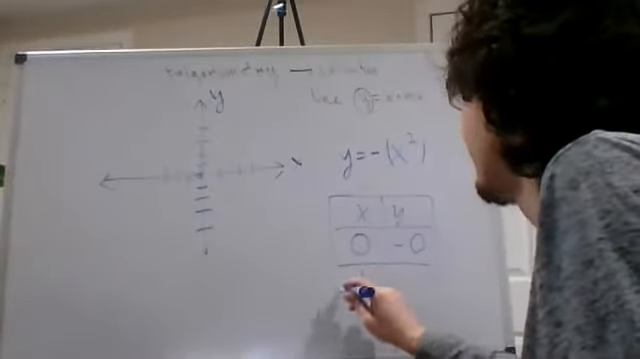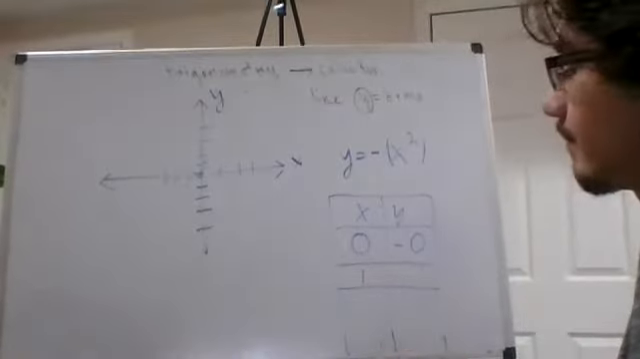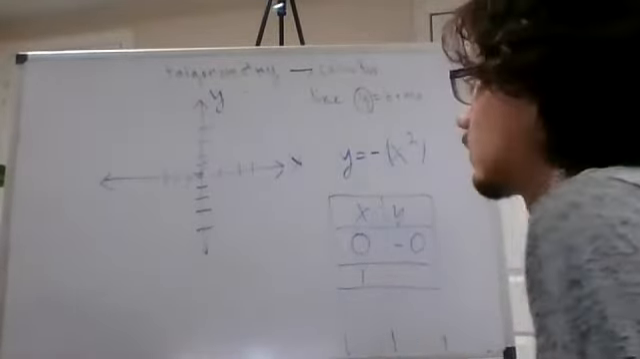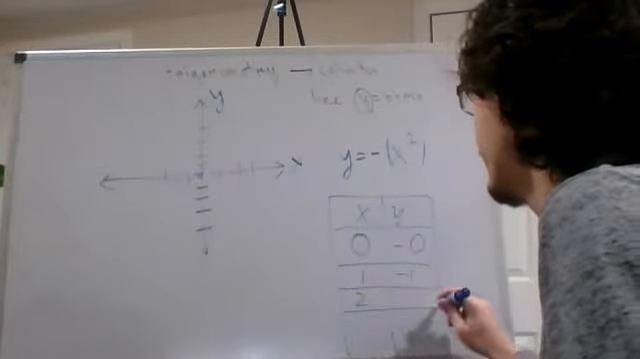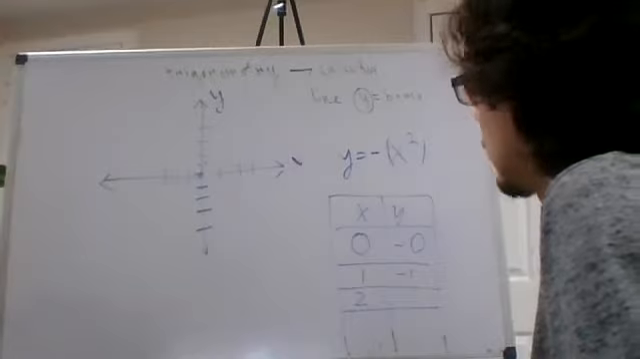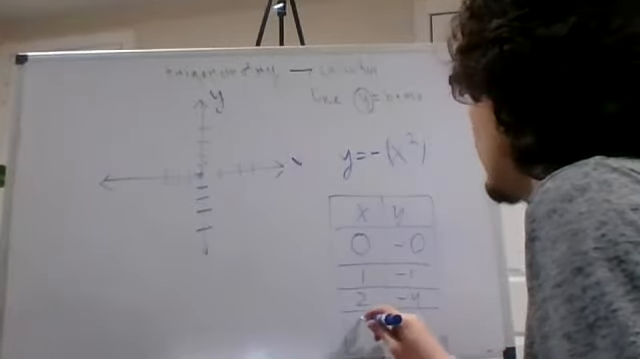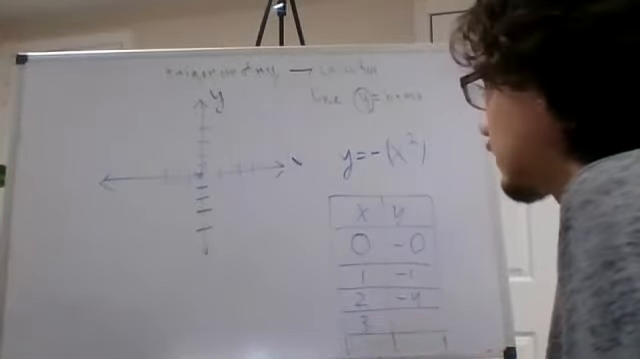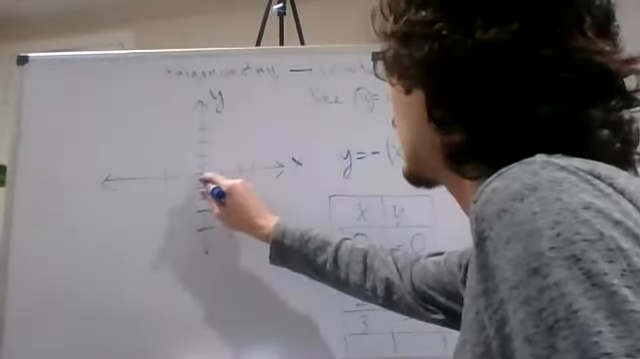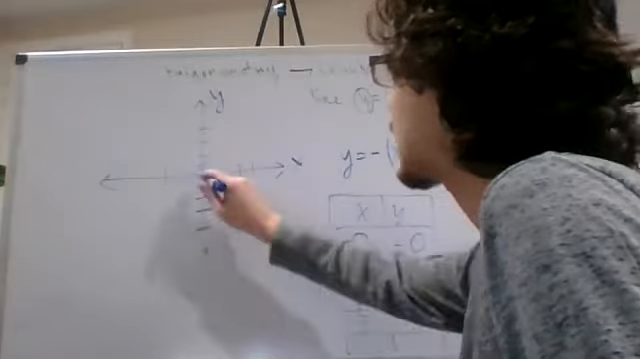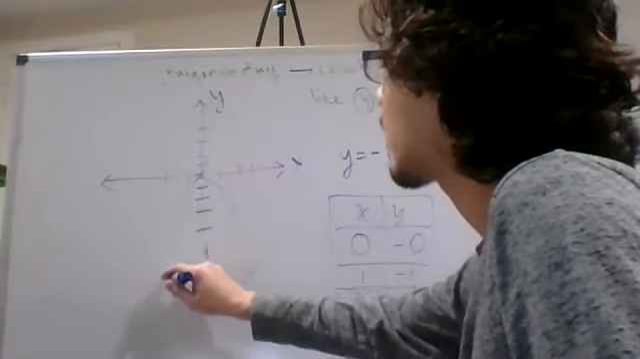Okay, what about 1? -1. Very good. 2. -4. Very good. And 3. -9. Very good. So our function will look like this, and because it's even, the other side will look like this. Do you see a pattern?